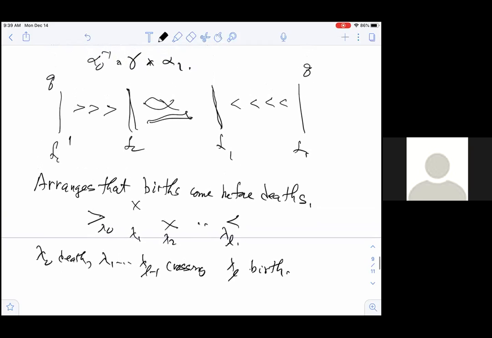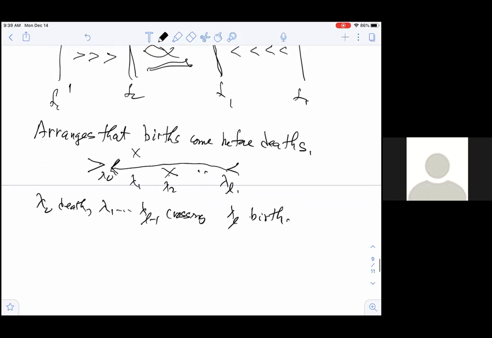Well, remember, these crossings in here are either between critical points of index I plus 1 and thus above the intermediate level, or between critical points of index I and therefore below the intermediate level. And therefore, by independence of singularities, I can move this birth past all of these until it occurs right after lambda naught. So move lambda L before lambda L minus 1, lambda L minus 2, down to lambda 1.